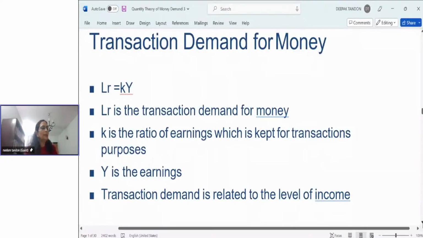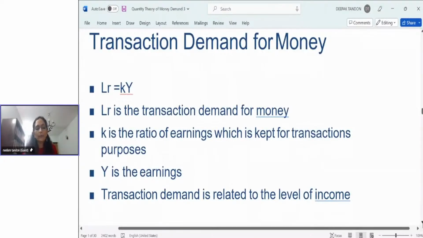Because you see, people, LR value will be low in case of more saving. Absolutely right, Sayed. If you go for more saving, obviously the demand for transactive motive will be less. So Y is the total earnings and transaction demand is related to the level of income. We have already shared, you remember when we started initially, we said that transaction demand is directly proportional to income.